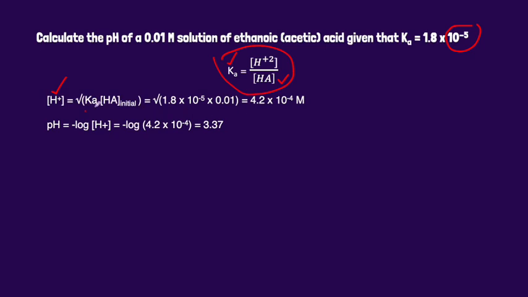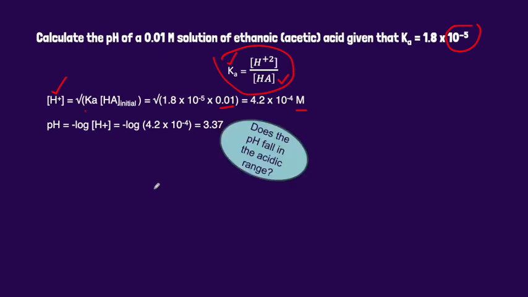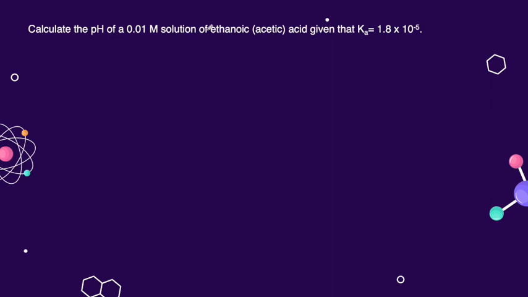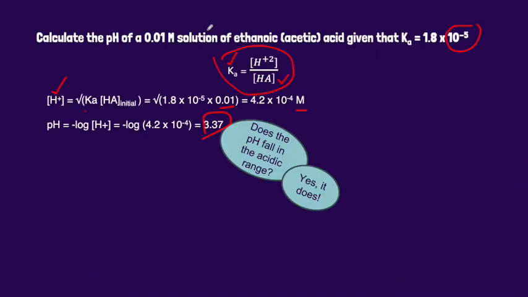We just multiplied the Ka with the 0.01, and we took a square root of that. You got your molarity. You took a negative log of your molarity, and you got a pH of 3.37. Now, does this pH fall in the acidic range? Yes, it does. So we know that our answer is correct. I'm sorry, this isn't another problem. This is method number 2.